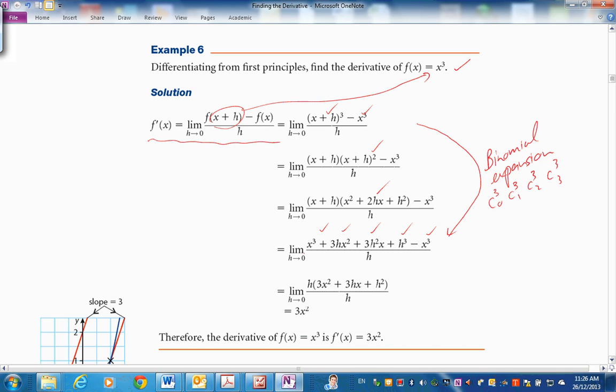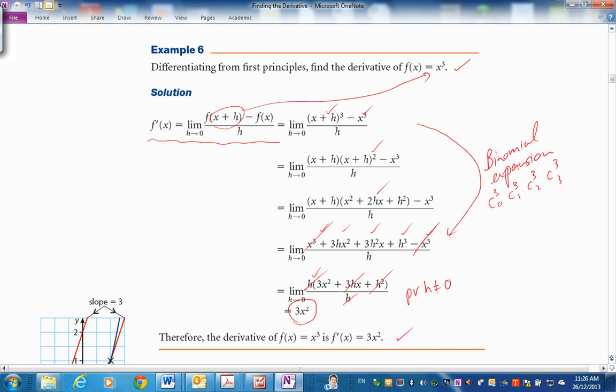What do we notice? They go out, factorising the h, and then this will cancel, provided that h is not equal to naught. Just talking about the limit as we approach that. Then if we sub naught in here, that'll go to naught, so we'll be left with 3x squared. Therefore the derivative of x cubed is 3x squared.